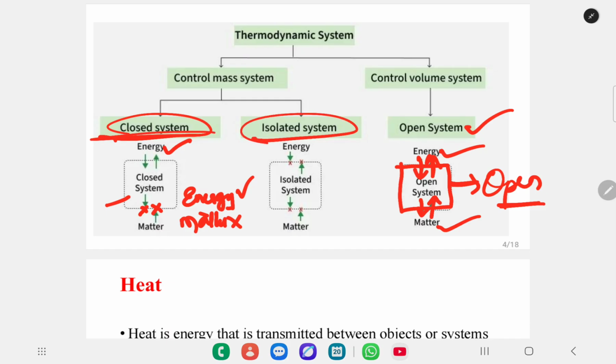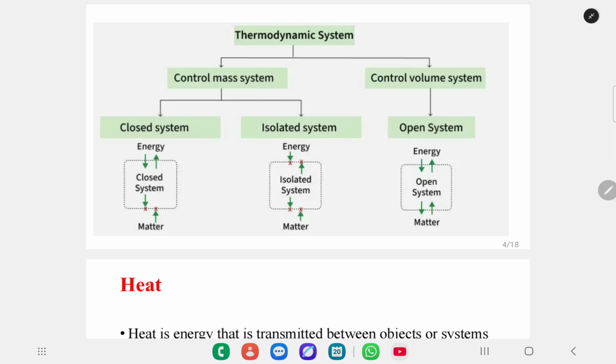Now coming to the isolated system. In an isolated system, neither of these two is exchanged: neither energy nor matter. Nothing gets exchanged. I hope you understood the open system, closed system and isolated system. In an open system, energy and matter both can be exchanged. In a closed system, only energy is exchanged. In an isolated system, neither energy nor matter can be exchanged. These are the three systems.